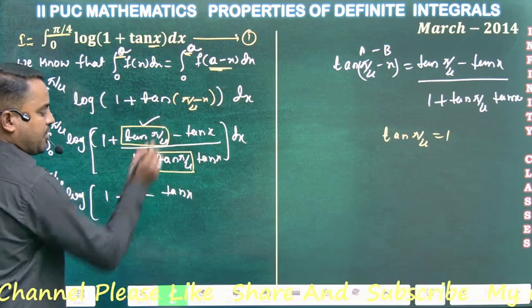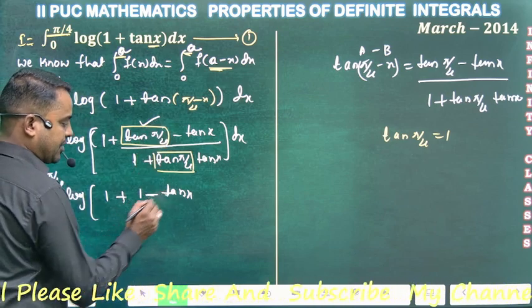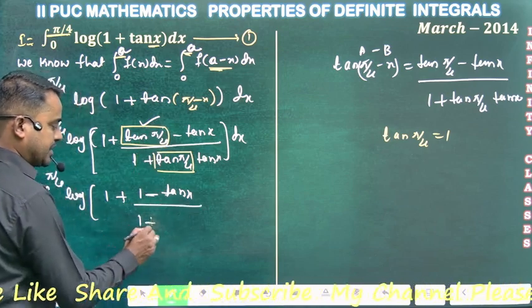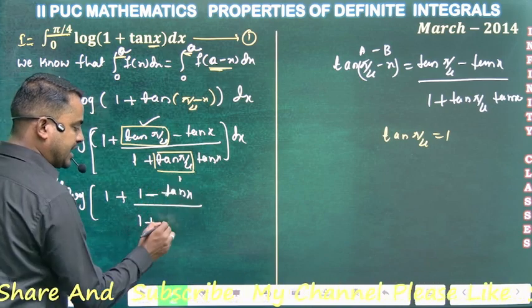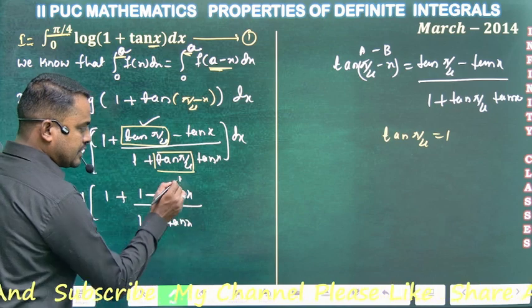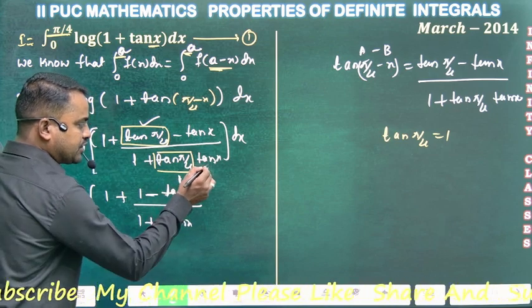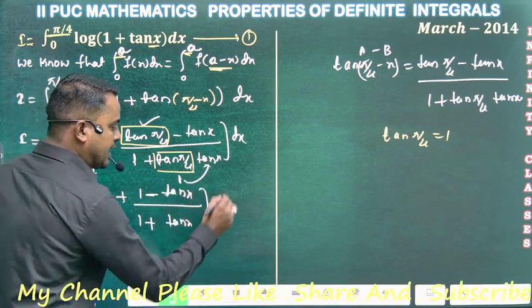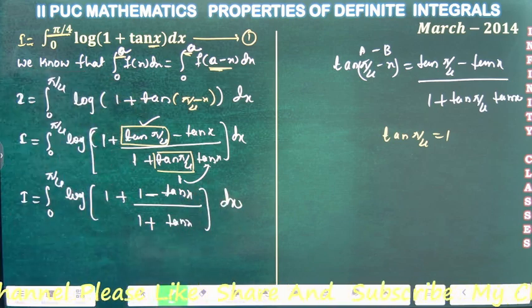divided by 1 plus 1 into tan x. Here tan 5/4 is 1, so in its place we write 1, and 1 into tan x is tan x, dx.